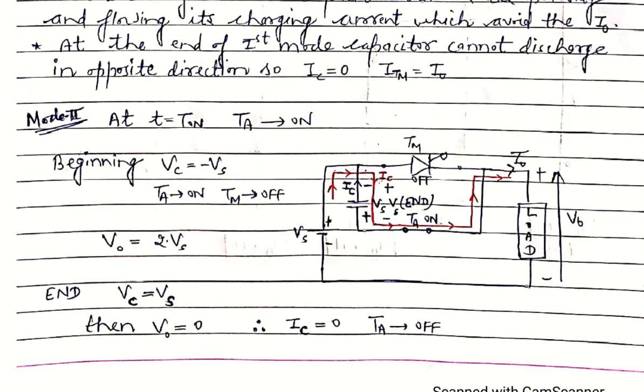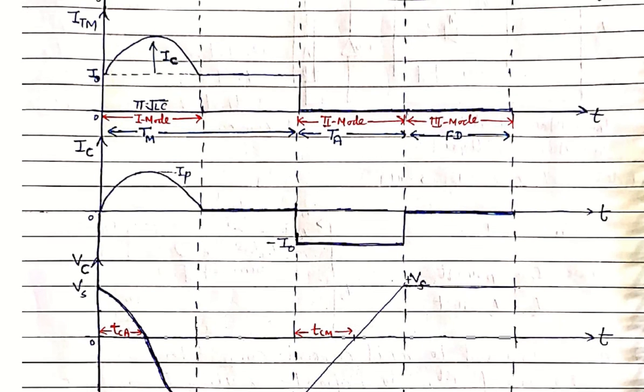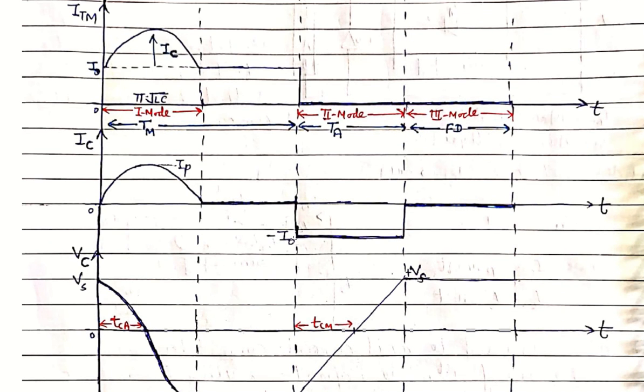And what is the amount of current? I_C equals I_0, which will be flowing through the output side. So this amount of current flows through the output side. So in the second mode it is minus I_0, and up to the end of this second mode minus I_0 current will be there, which is the charging current.